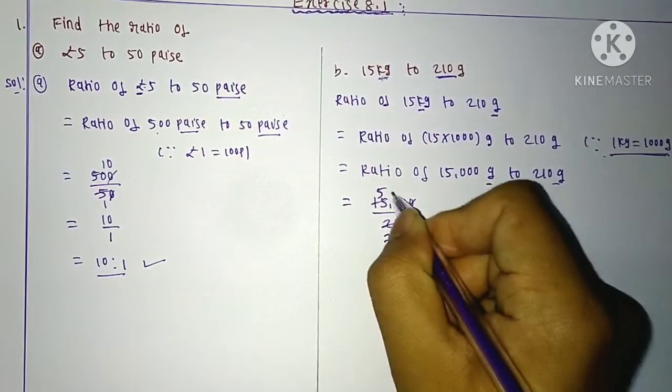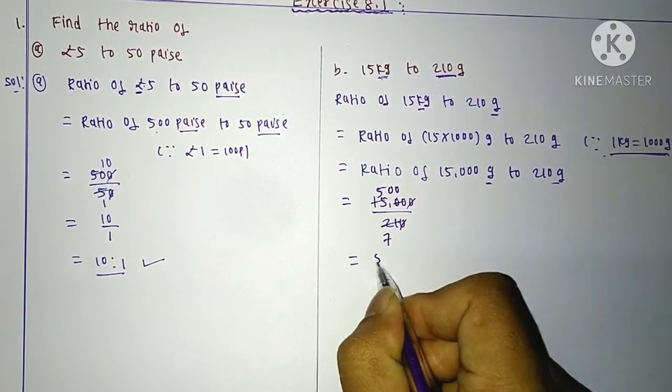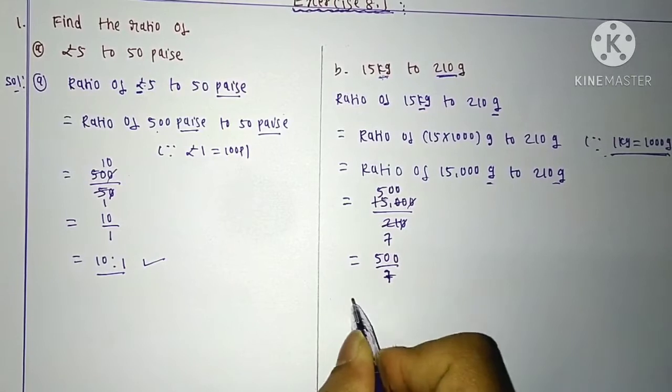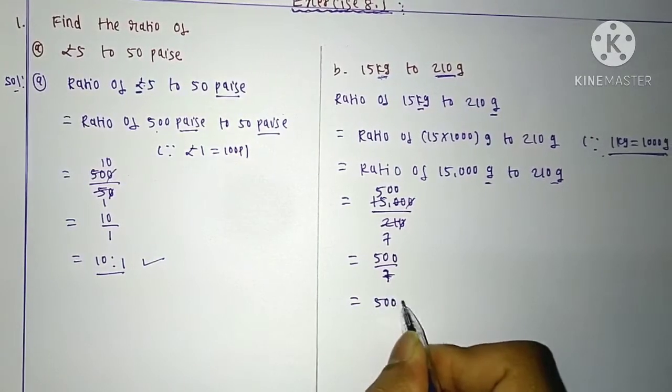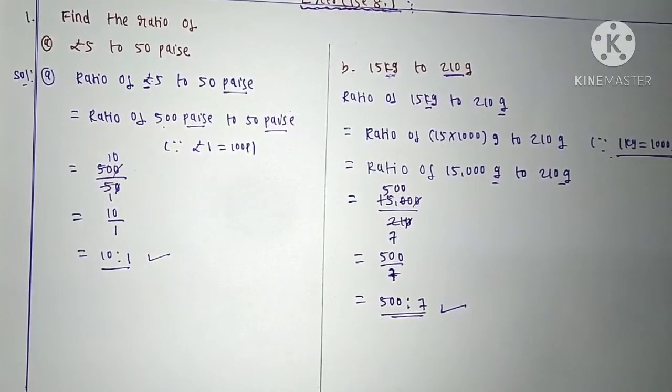So here we have 2 zeros. Take 2 zeros here. So what did you get here? We got 500 by 7, which is also equal to 500:7. So this is your required ratio.